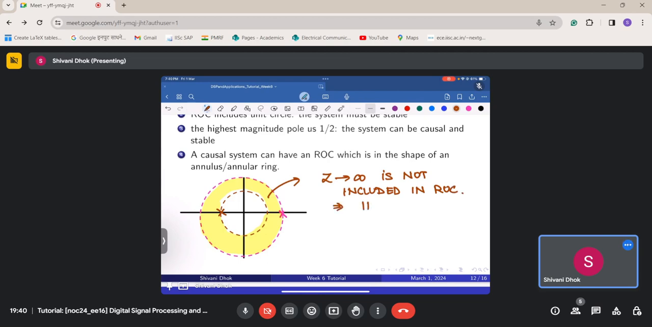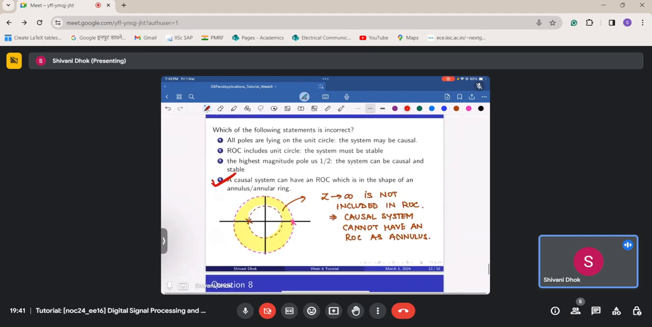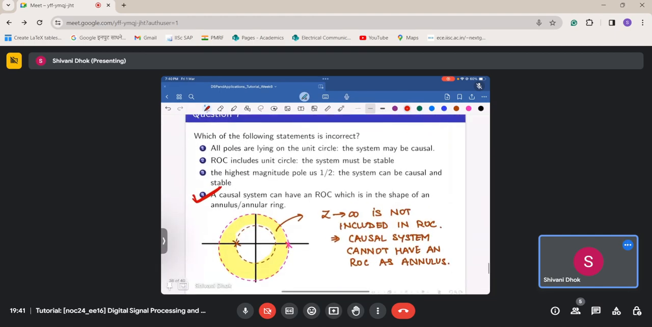Therefore a causal system cannot have an ROC as annulus. Okay, which means that this particular option is the answer. That is, we can't have an ROC which is in the shape of annulus or annular ring. Any questions here?